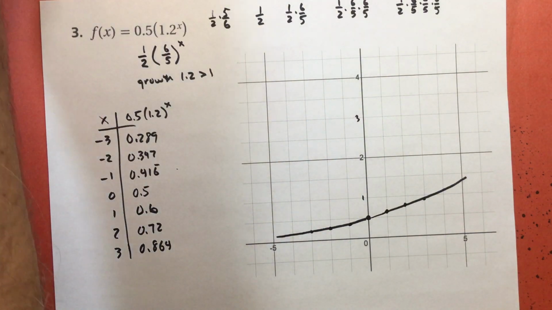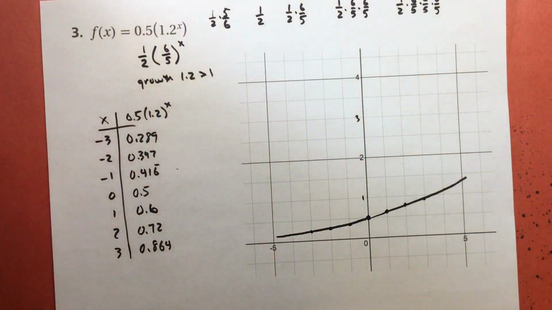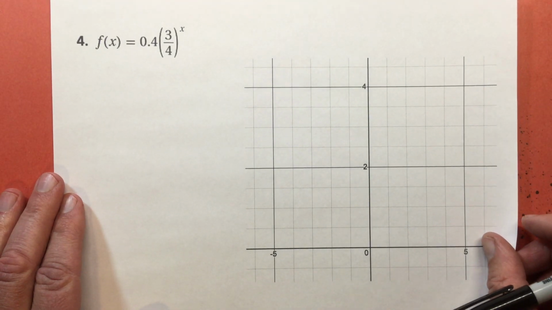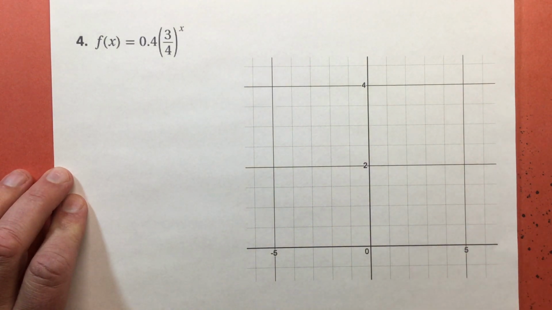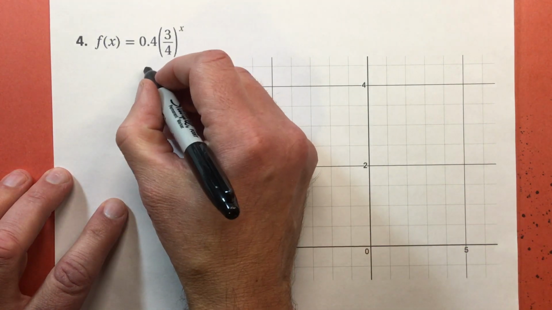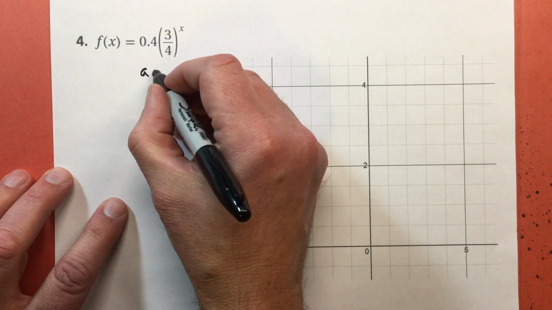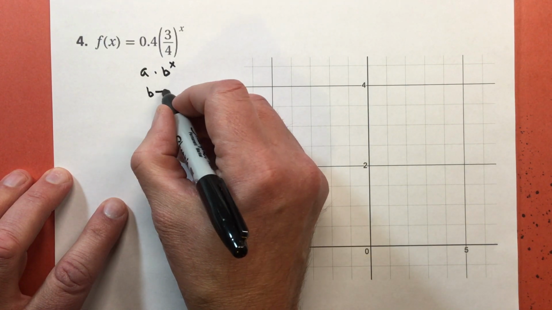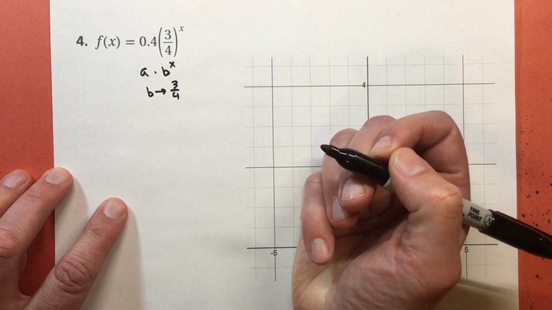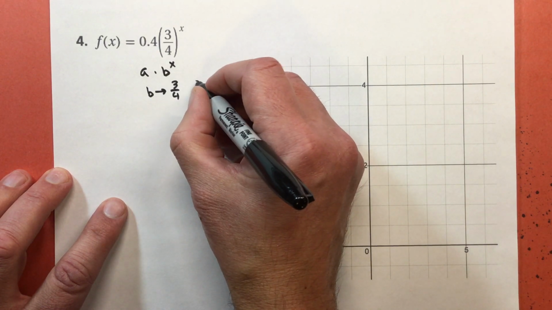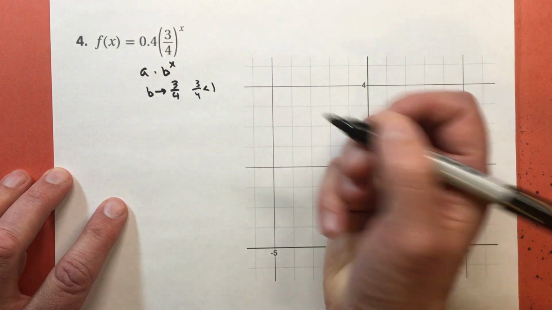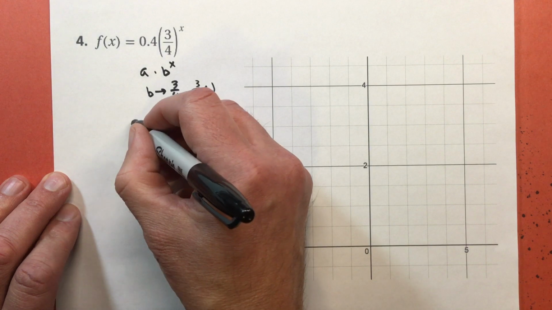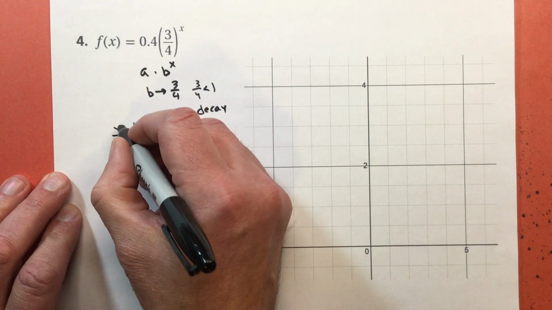All right, let's do one more. And we'll pick up the speed on this one. Again, this is a times b to the power of x. That means that my b in this example is going to be 3 over 4. Since 3 over 4 is less than 1, this is going to be exponential decay. And I'll just go ahead and cheat by using my calculator.